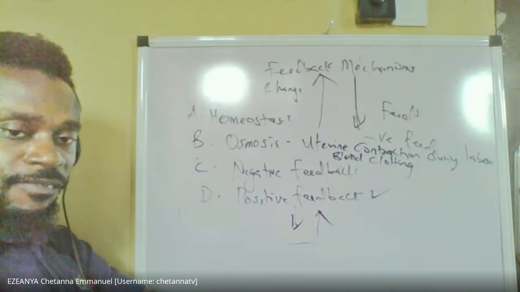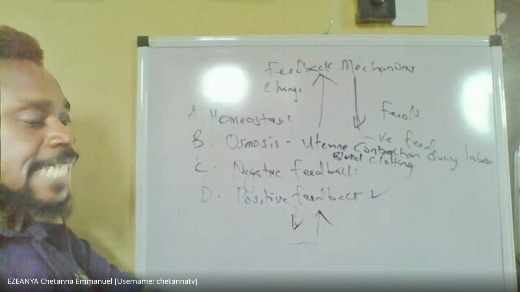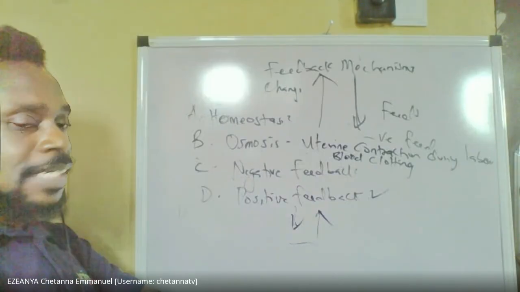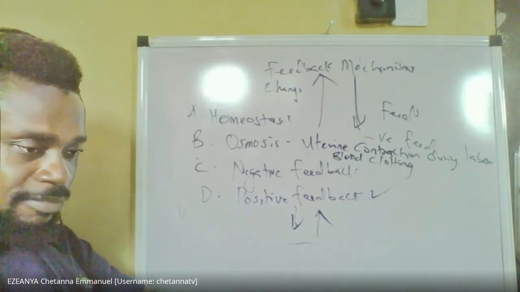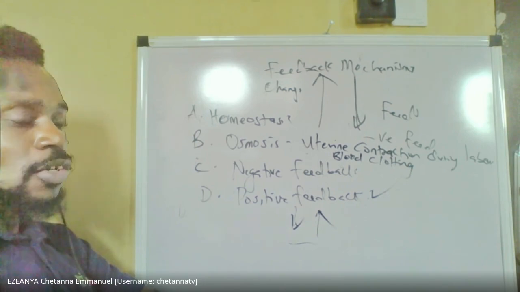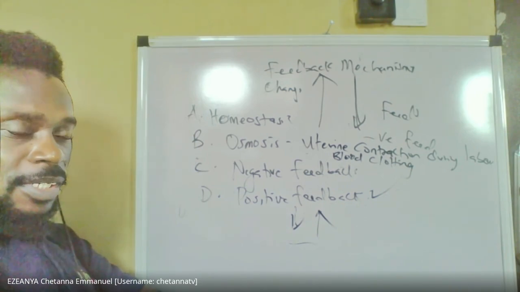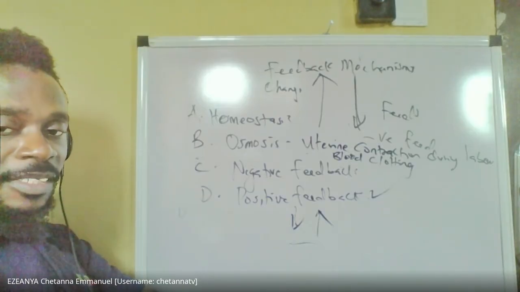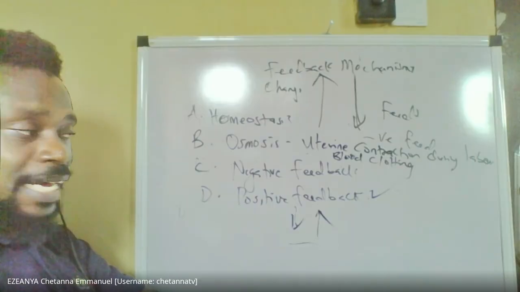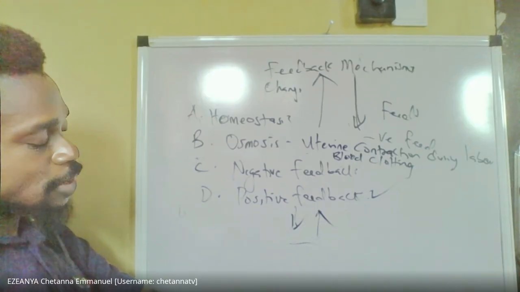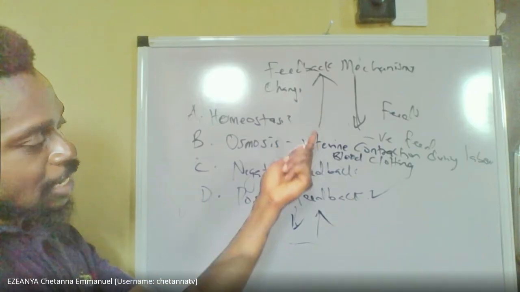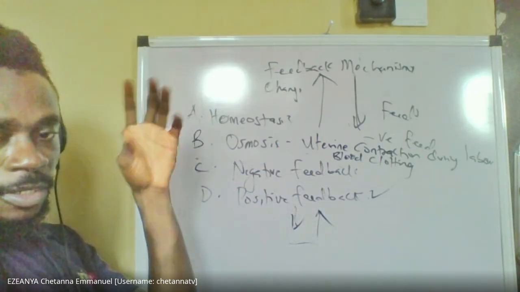It's a positive feedback mechanism because once it starts, once the factors are activated, they will keep activating each other until the blood clots. Is that clear? Yes, sir. So it amplifies everything so that it can achieve blood clotting. Is that clear? So these are the two positive feedback mechanisms we can talk about at this level in the human system: uterine contraction and blood clotting. So the answer is what?